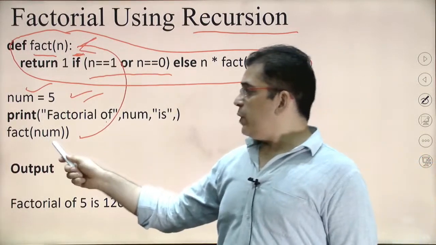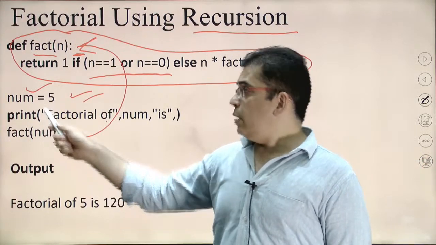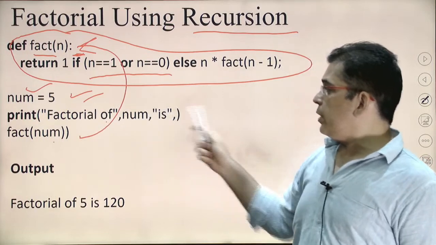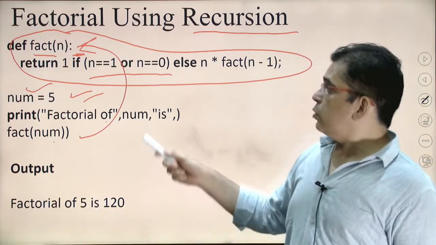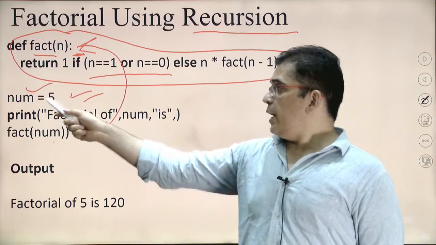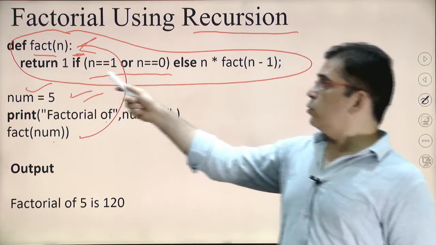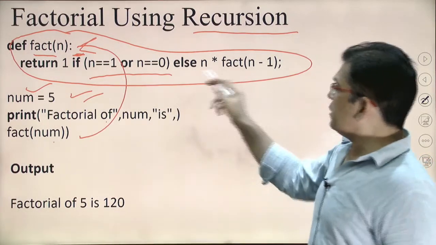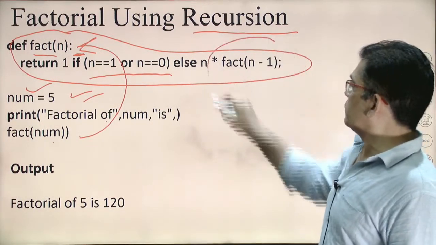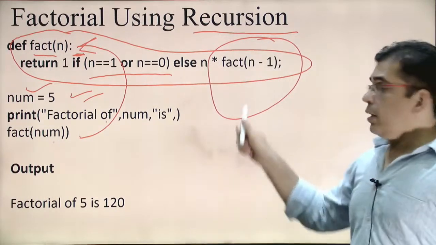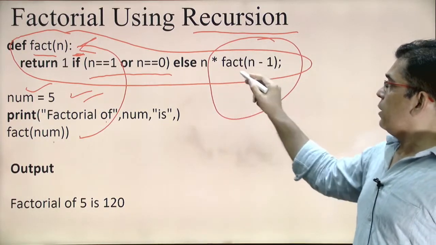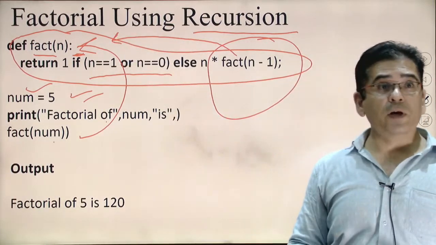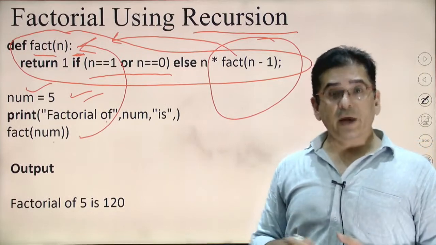The fact has been passed the value num, and num has been assigned the value 5, and the output will be "factorial of num is" that will be printed. So here you can see, if num has been assigned 1, then it will go to the if block, if n is equal to 1 or n is equal to 0, else it will go to n into fact(n minus 1). Now check on this part, n into fact(n minus 1). This fact function is calling itself again and again.